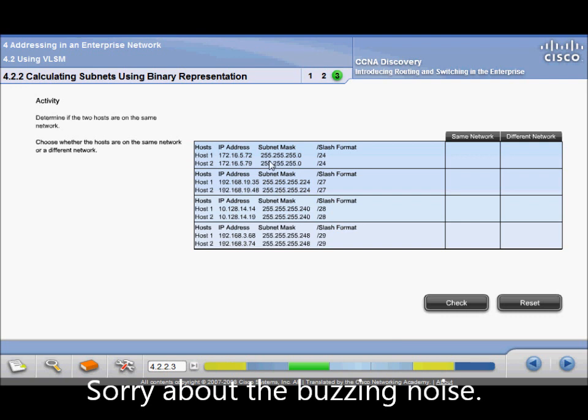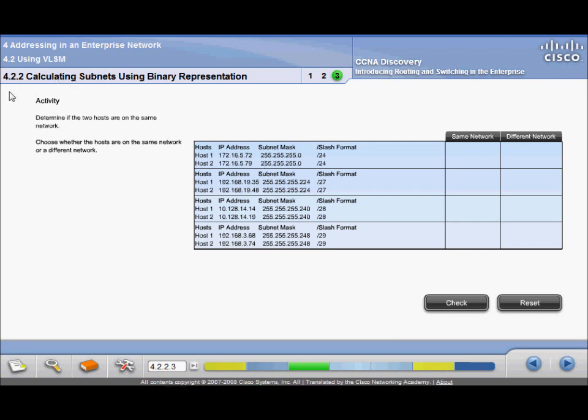Guys, how to answer some of these questions. This is calculating subnets using binary representation. Alright, determine if the two hosts are on the same network, and choose whether the hosts are on the same network or a different network.